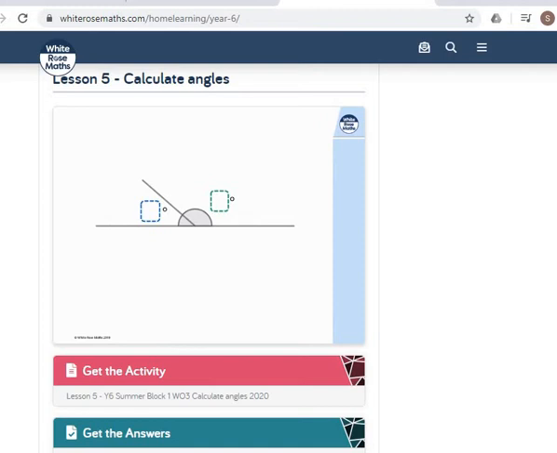We've got 2 angles here. We can see they're both on the same straight line, and they both share a common vertex. So the total of them must be 180 degrees.